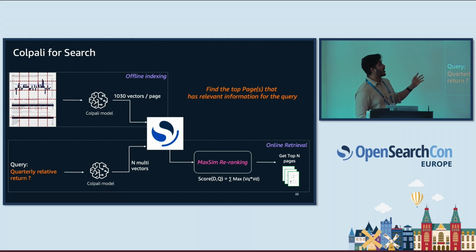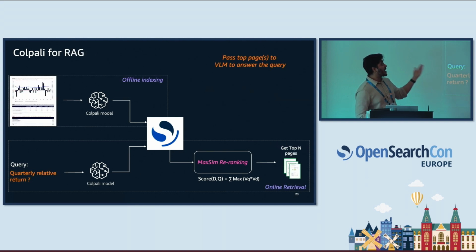But that's not all. What if you want the exact answer? You can't be looking at those pages to find the answer. That's where we have RAG in place. So now the problem statement is to pass the top pages to a VLM, any VLM, and ask the VLM to answer the query.